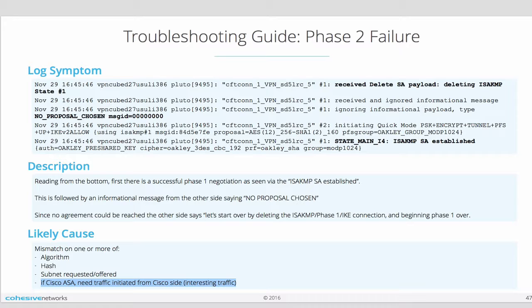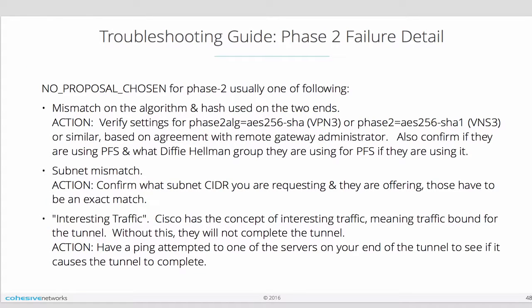Cisco won't complete a connection to a non-Cisco device unless there's traffic moving over the tunnel. So you need them to do a ping, anything to sort of light up the tunnel on their side, and then you get your synchronization in place, and then via the rekeys over time, you're able to keep that connection going. So just in more detail, no proposal chosen for phase 2 is broader, right?